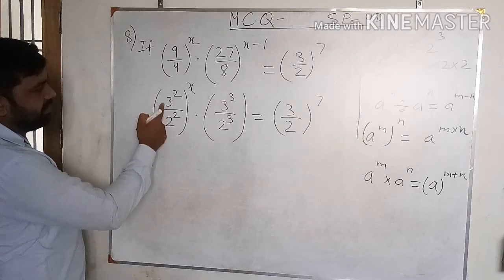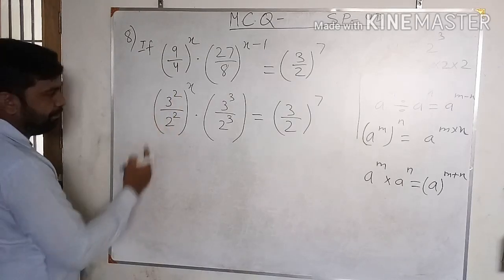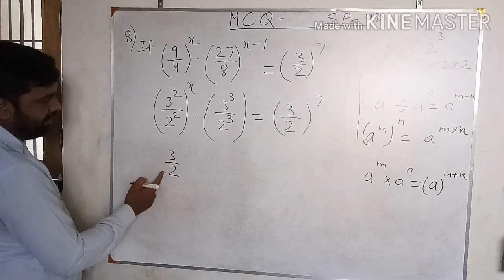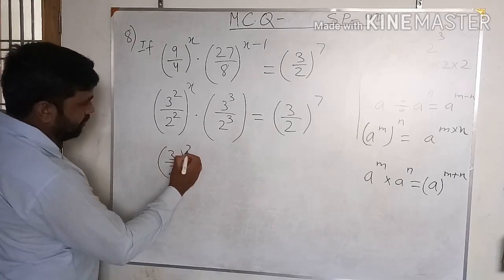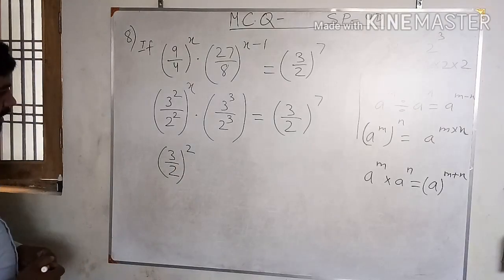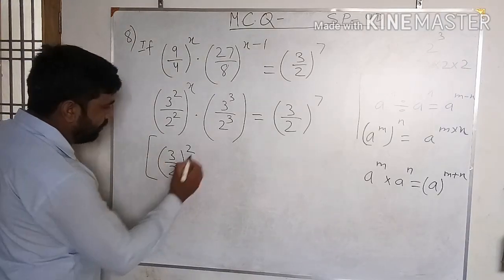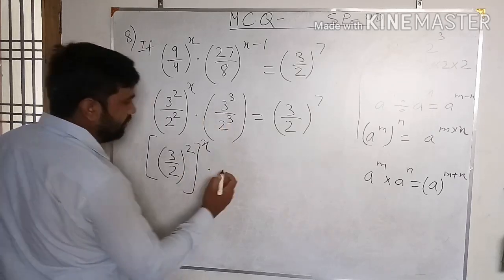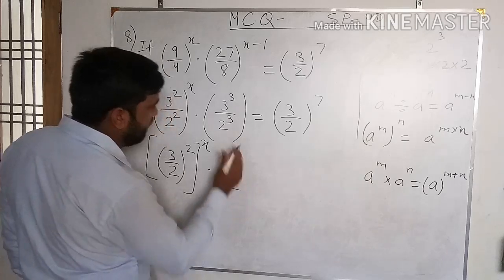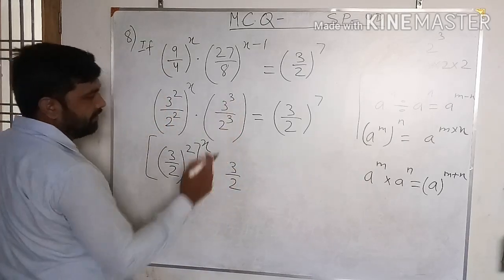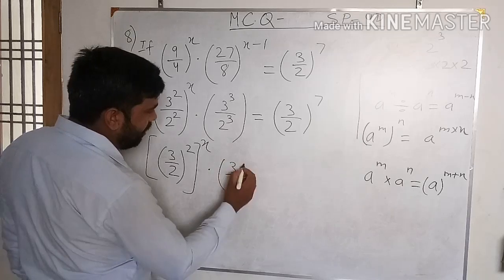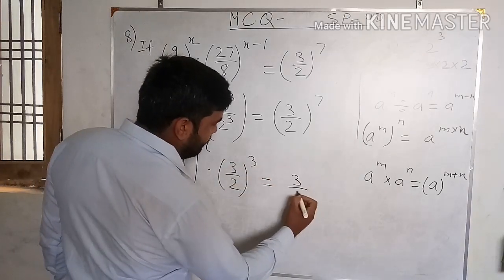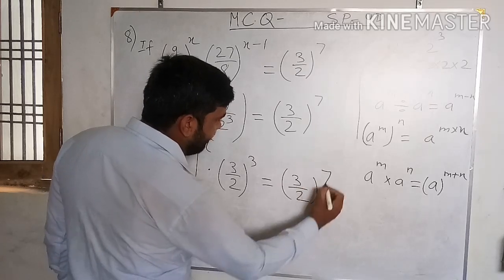Now here you see the bases are different but the power is same. So take the power common. So we can write the base 3 by 2 and see both the bases having same power 2. So take the power common: 3 by 2 whole to the power 2 and whole to the power x. Multiply. Here also the bases are different and power is same. Both the bases having the same power 3. So again we take the base common, 3 by 2 whole to the power 3 equals to 3 by 2 whole to the power 7.